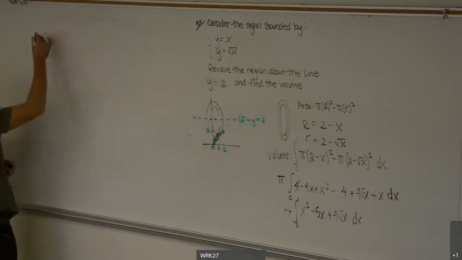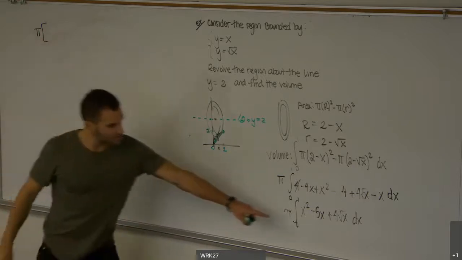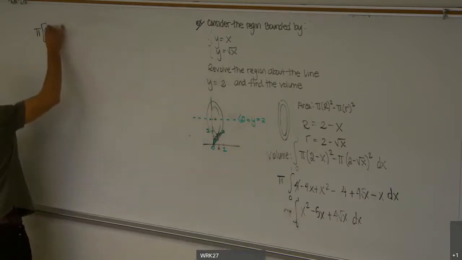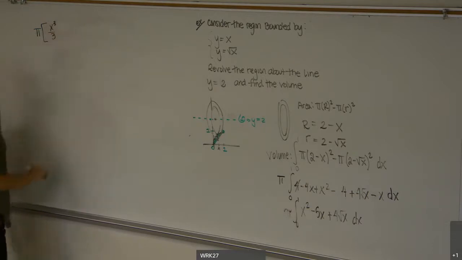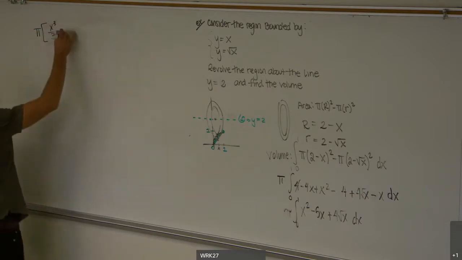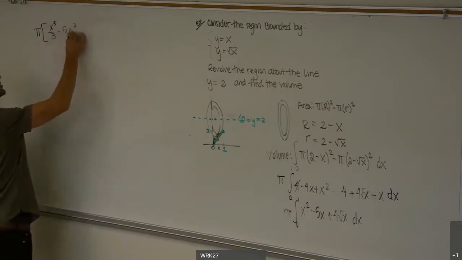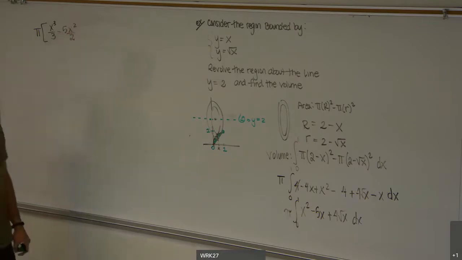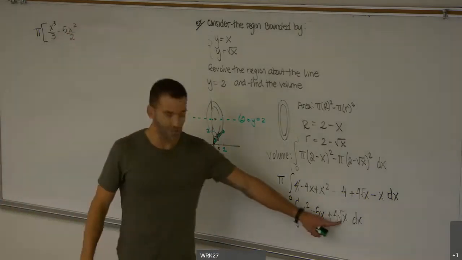So we have pi times antiderivatives. My power rule gives me x cubed over 3. My power rule gives me minus 5x squared over 2. My power rule gives me, now remember this is x to the 1/2.